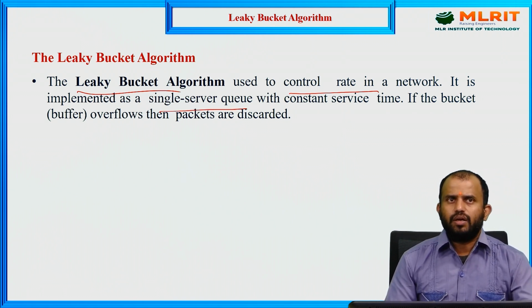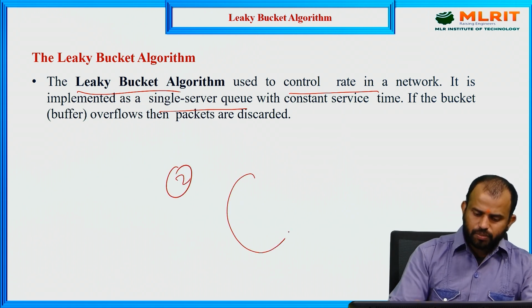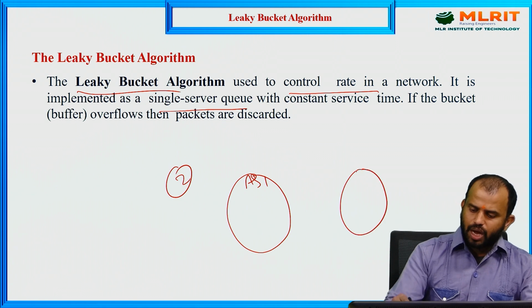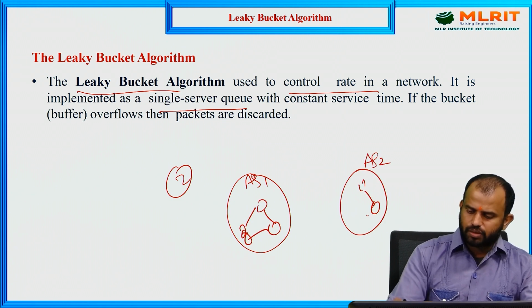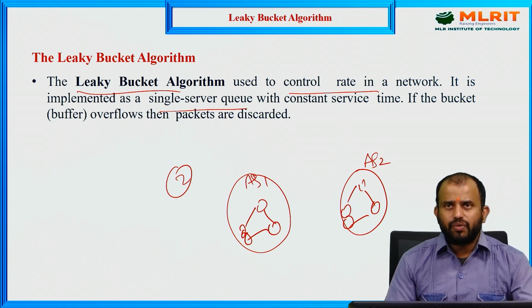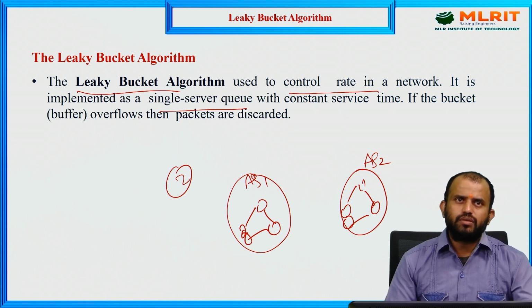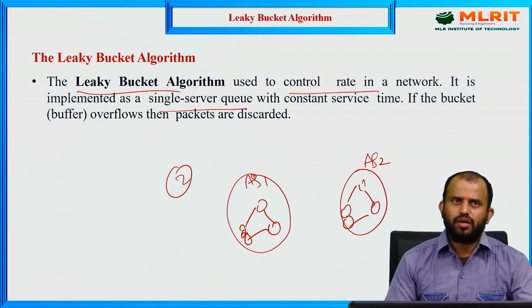For example, we have n number of autonomous systems. Say I am using 2 autonomous systems. Autonomous system 1 is compared to autonomous system 2. Here I am establishing 10 different routers, and similarly n number of routers are present over there. Here we have to control the rate value, and this should be implemented in the single server queue mechanism, which we call the leaky bucket algorithm. If the bucket is full, an overflow happens, and the overflow should simply be discarded.